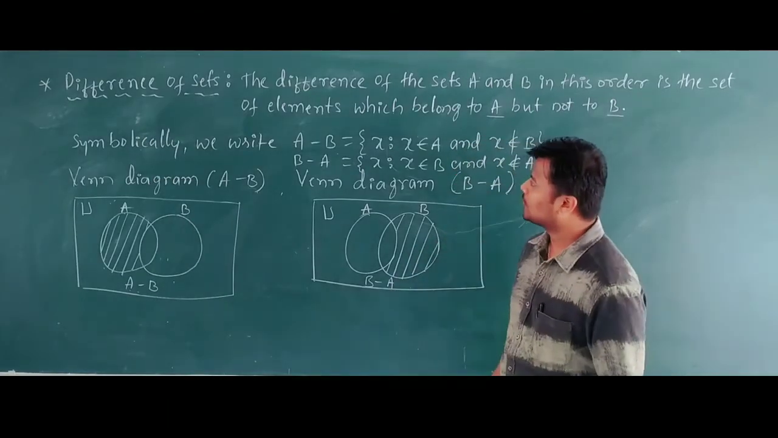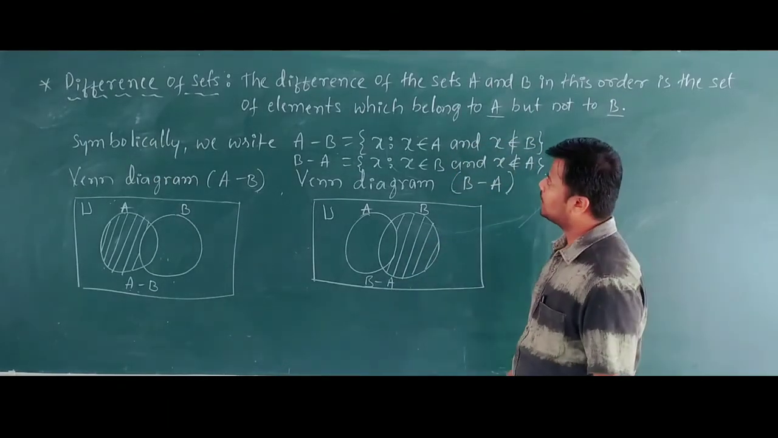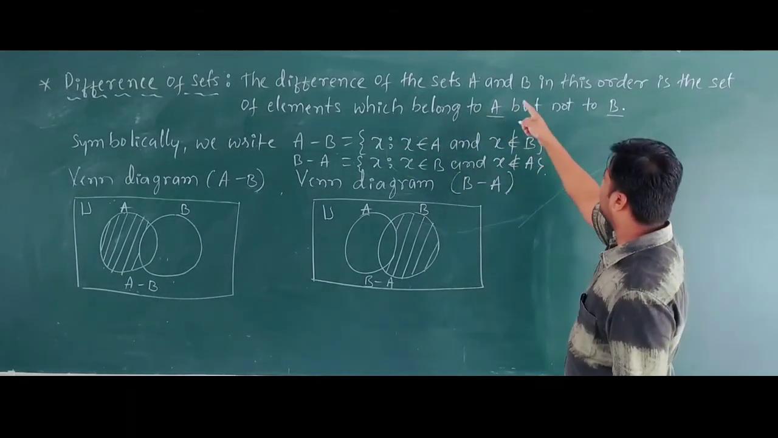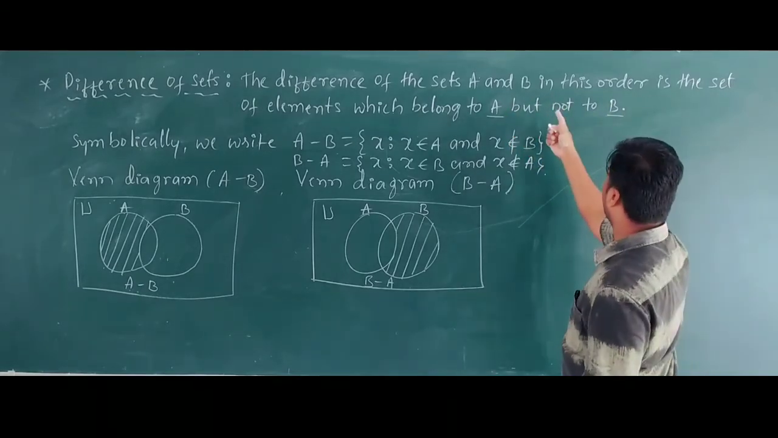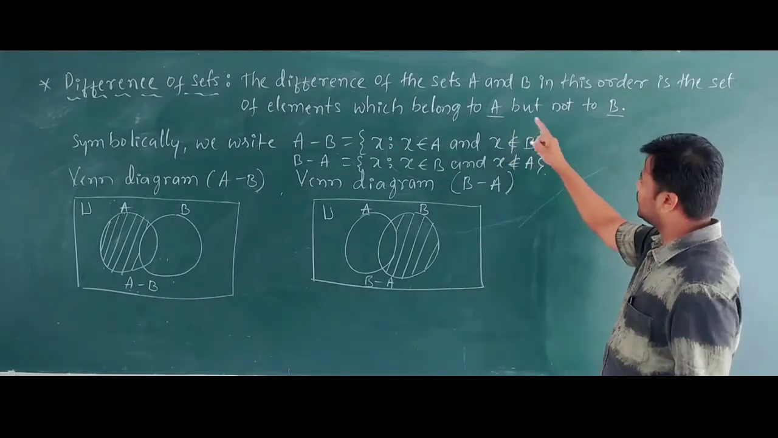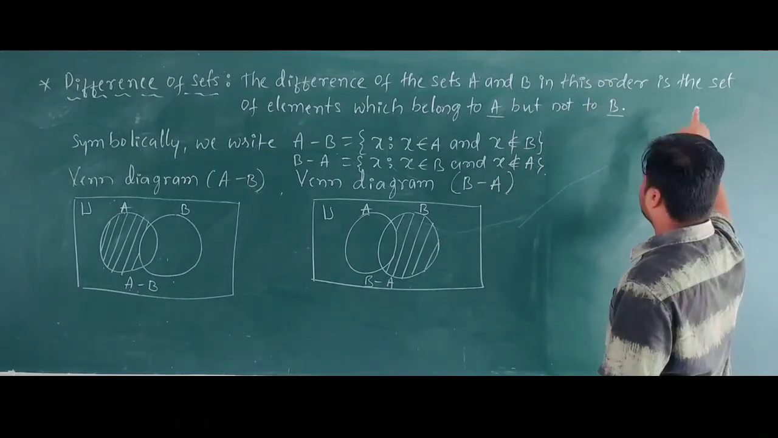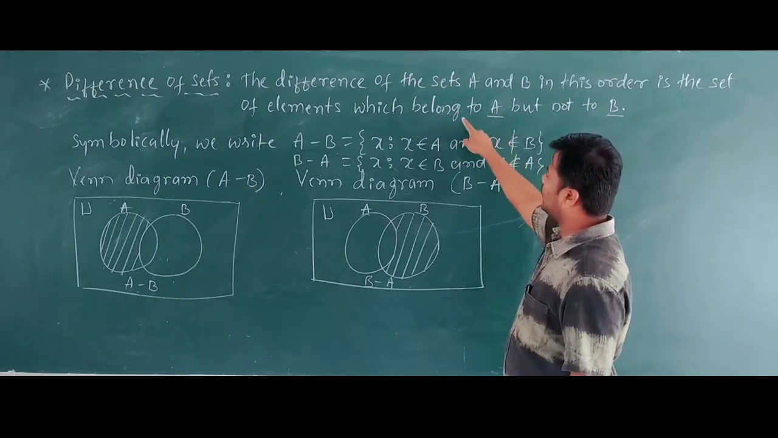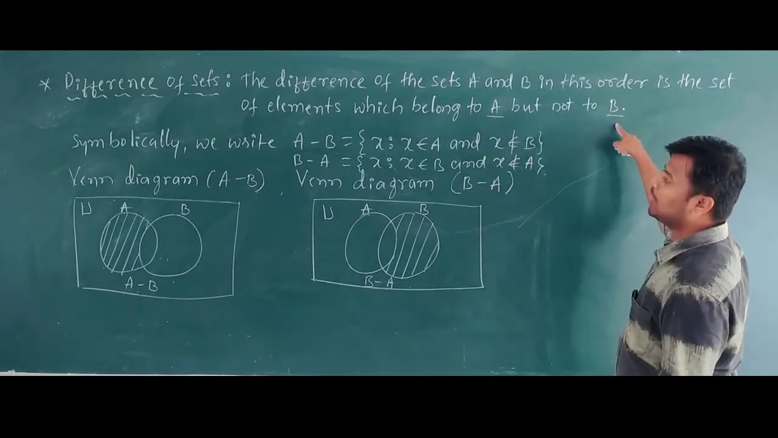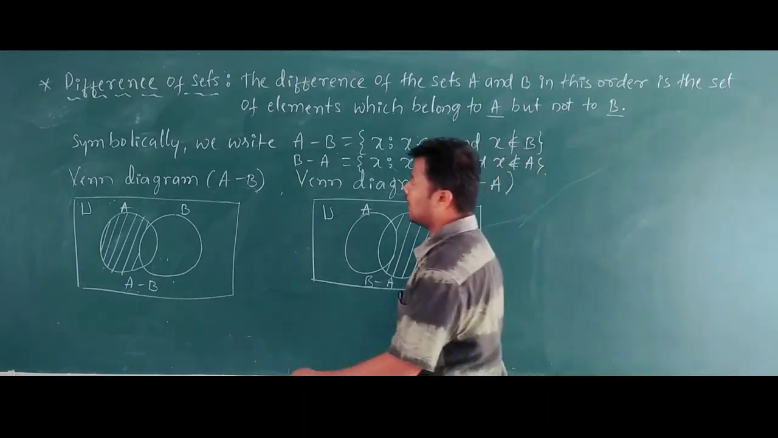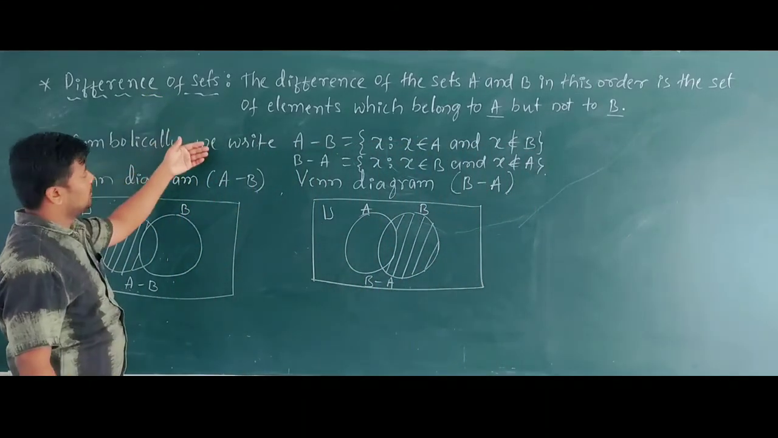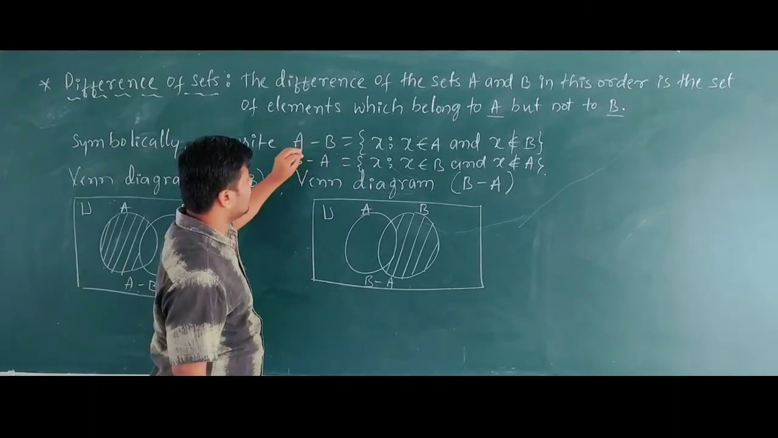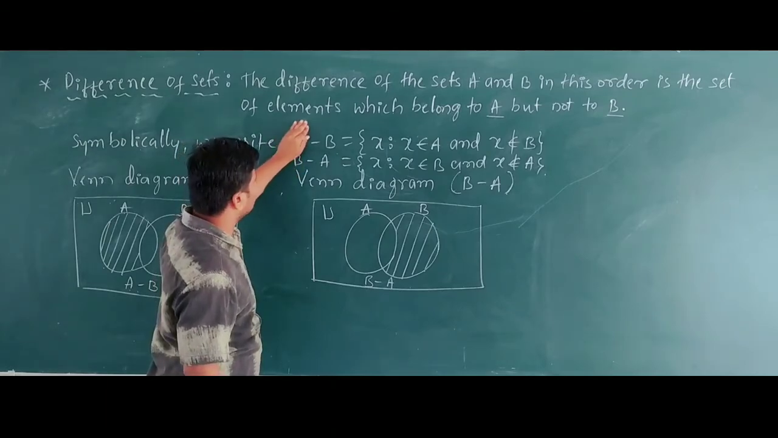Next one, difference of sets. The difference of the sets A and B. Difference of the sets A and B in this order means A minus B. Difference of two sets is also a set. It is the set of all elements which belong to set A but not to set B. Symbolically we write A minus B equals to the elements which only belong to set A but not to B.